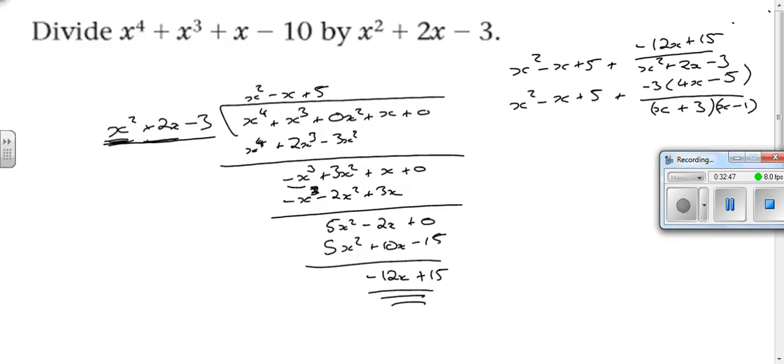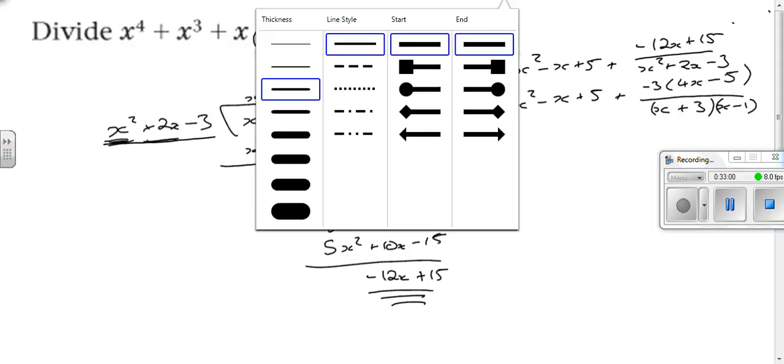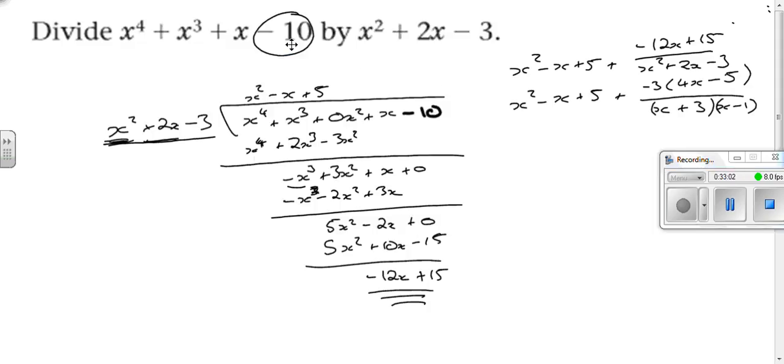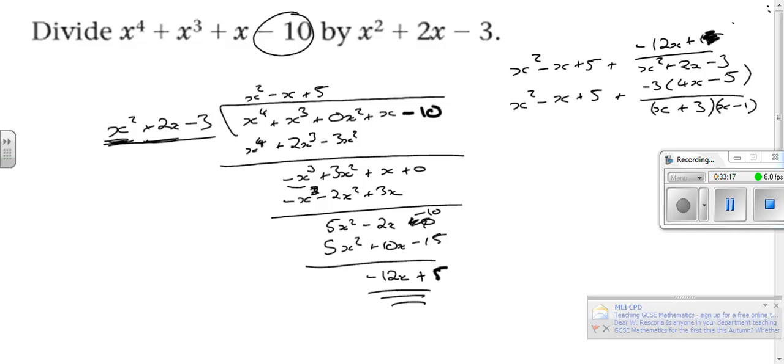Okay, just very quick, I've made an error. This was minus 10 here, so I should put down a minus 10 right there. So that should be minus 10 there. Then if we do minus 10 take away minus 15, that should be plus 5 there, which means that we've got minus 12x plus 5 over here.